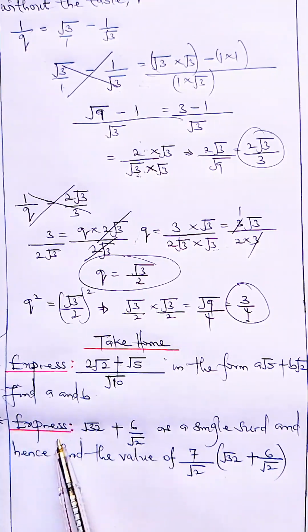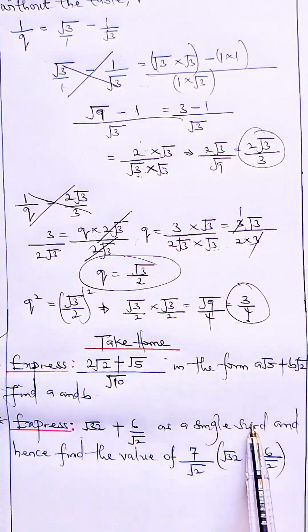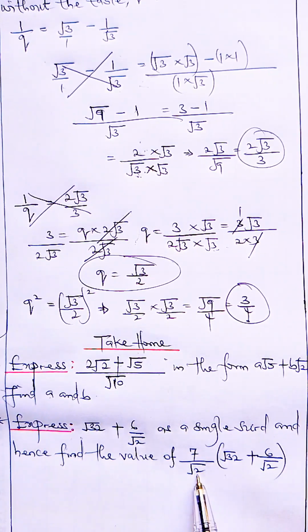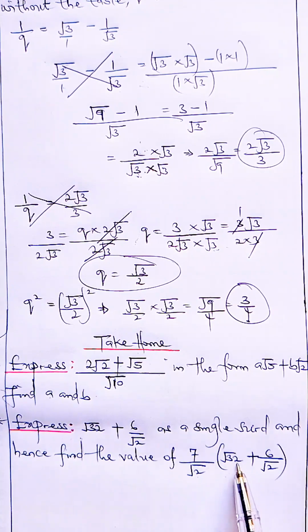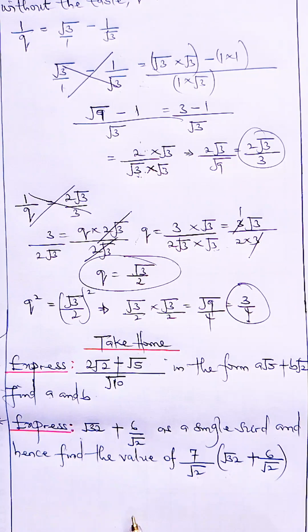The next question, express root 32 plus 6 over root 2 as a single surd, and hence find the value of 7 over root 2, then open your brackets, root 32 plus 6 over root 2. So I'll allow you to solve those two questions and leave your answers in the comment section.